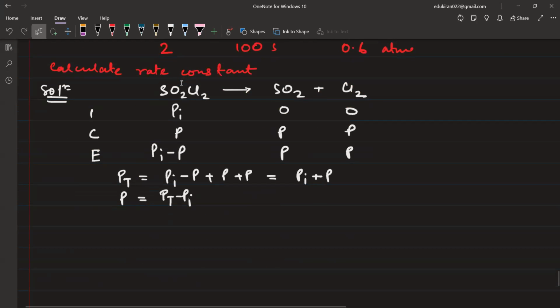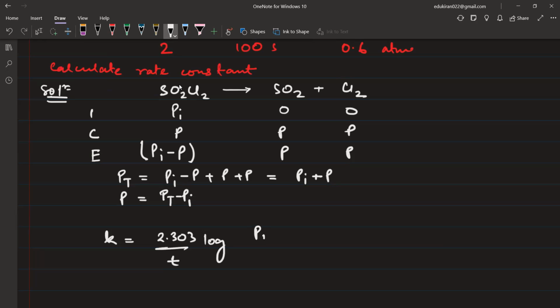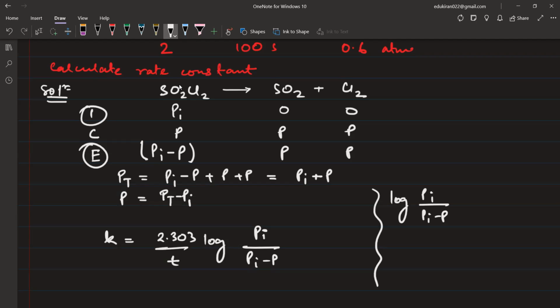ठीक है, चलिए. Now we have to also see this equilibrium. Okay, this is also very important. Pi minus P is also very important because that is the remaining SO2Cl2. Now we are going to write what? क्या था equation? K is equal to 2.303 divided by time log of initial. This is the initial and at equilibrium. दोनों लिखना आपको. Divided by Pi minus P. So log of Pi upon Pi minus P.